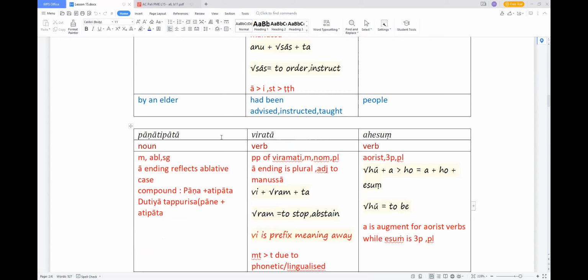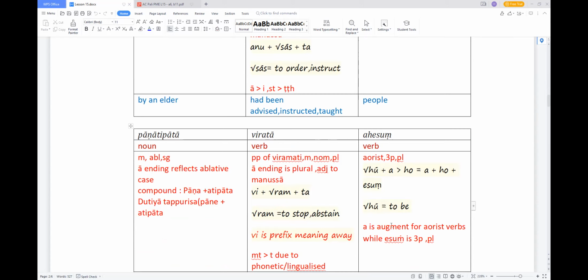The main word here for the subject is Ahesum. This is in the past tense, third person plural. Ahesum comes from the word hu, to be. The A is just an augment for past tense verbs.